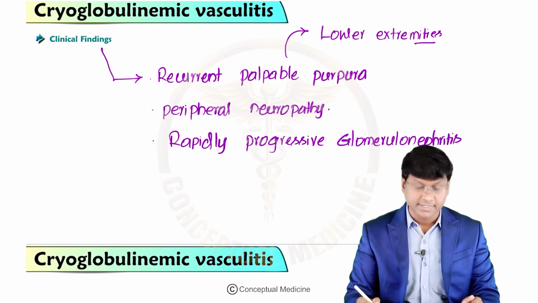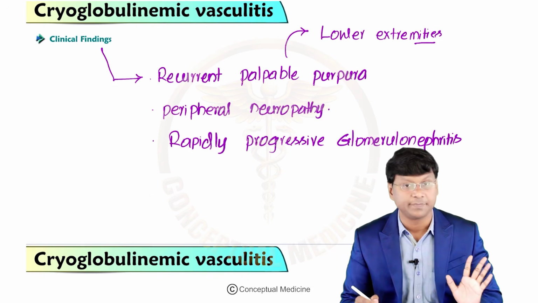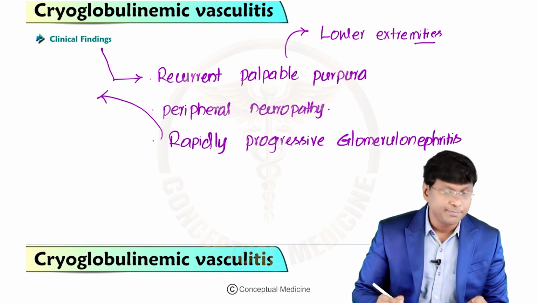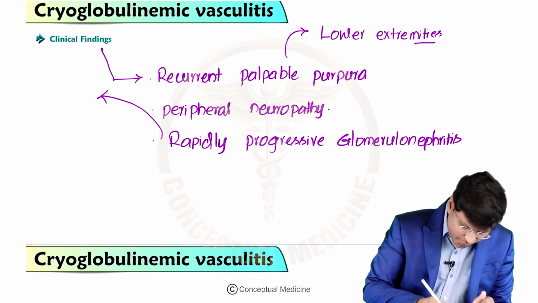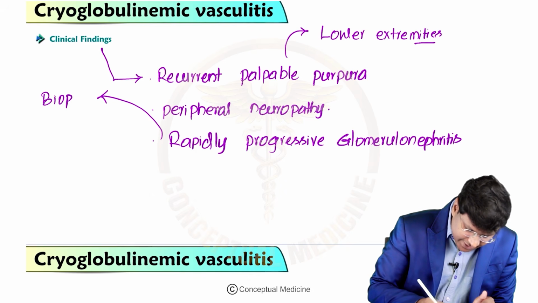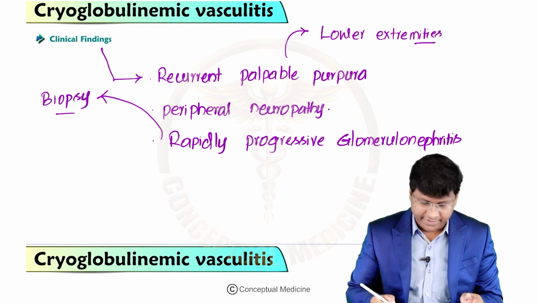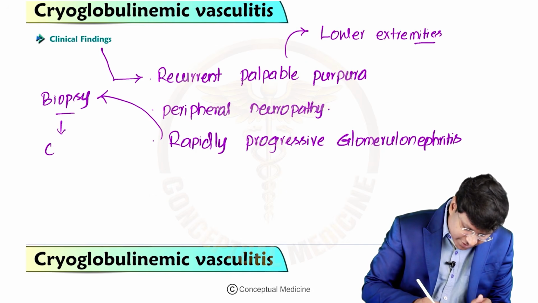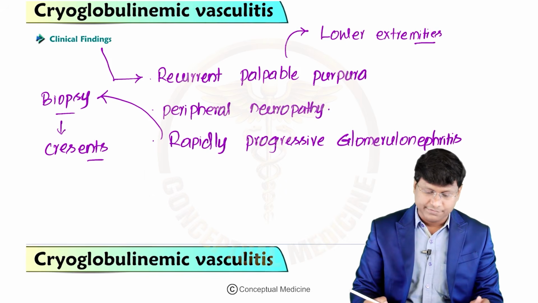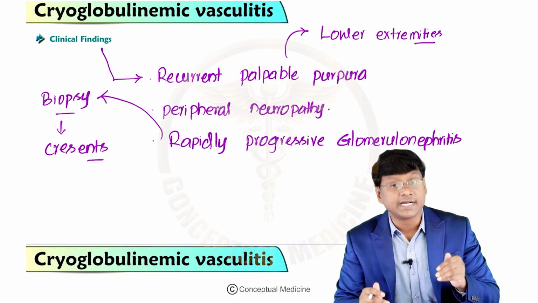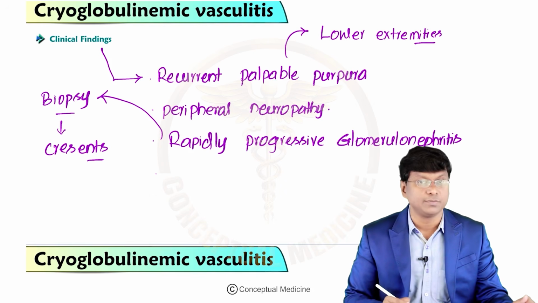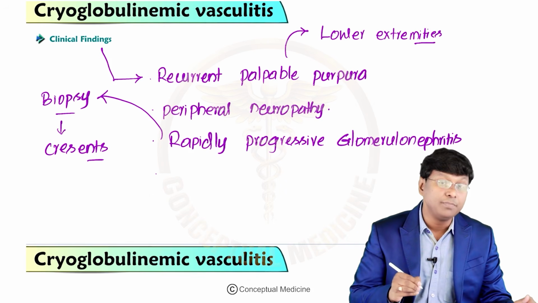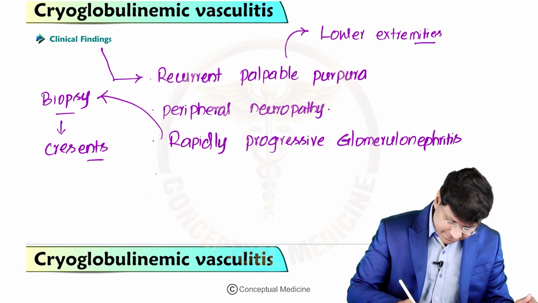It will manifest as rapidly progressive glomerulonephritis, that is RPGN. The importance of RPGN is that when you take a biopsy, the biopsy will show you the presence of crescents. So the other name of rapidly progressive glomerulonephritis is crescentic glomerulonephritis. And in patients with cryoglobulinemic vasculitis, there can even be abnormal liver biochemical tests.